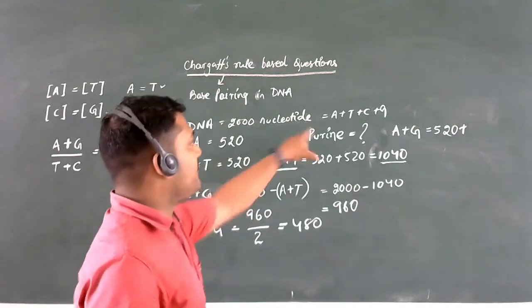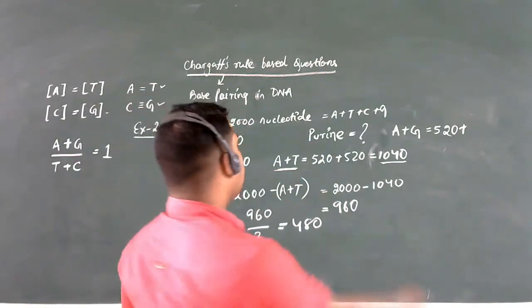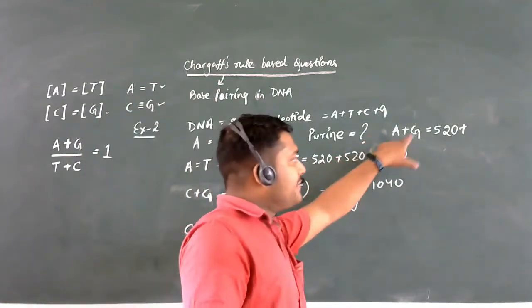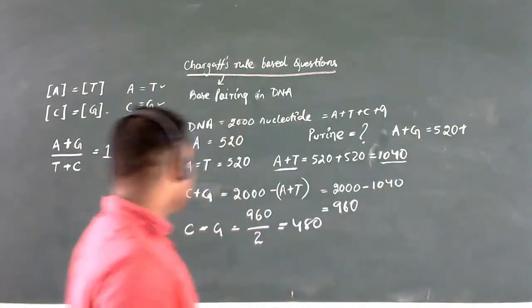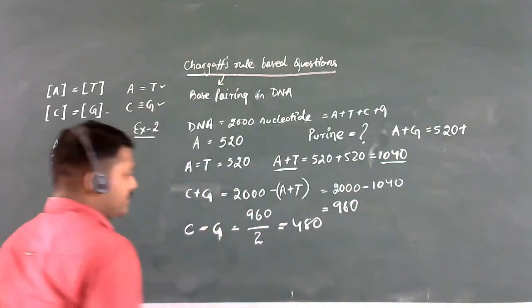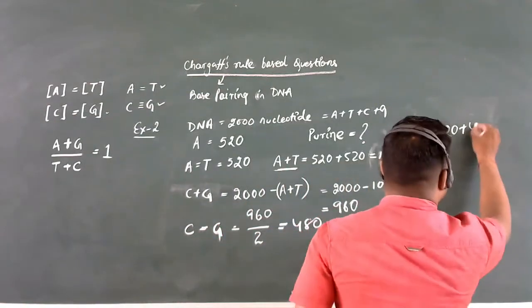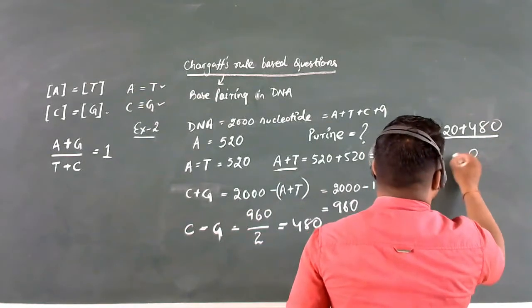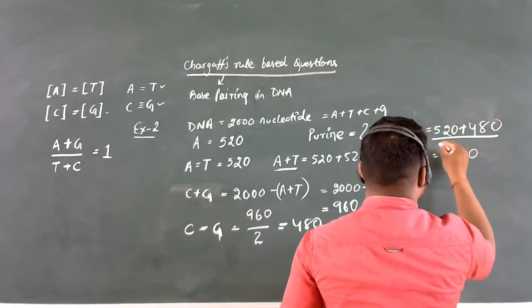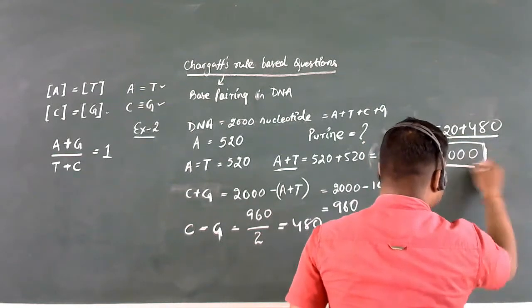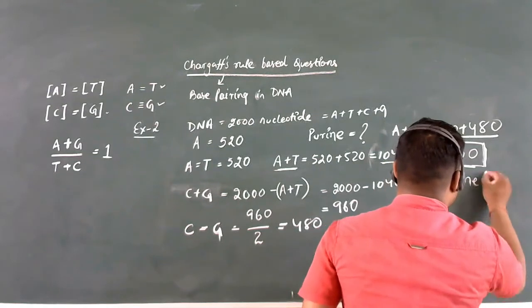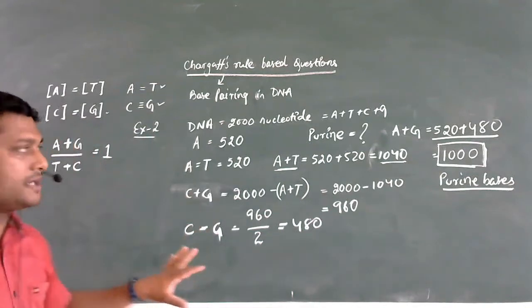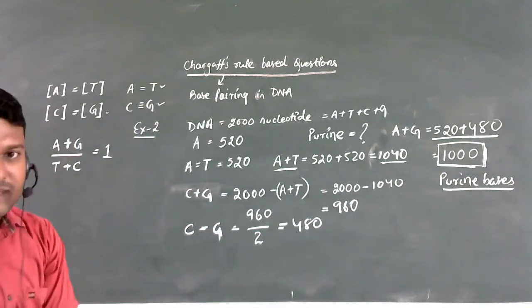Now, if you remember, we have to find the number of purines. So here we already had the value of A, because purine consists of adenine and guanine. So we had the value of A as per the question, 520. Now we got the value of G, that is going to be 480. So from here we get the value to be 1000, and that is 1000 purine bases. That's the answer.